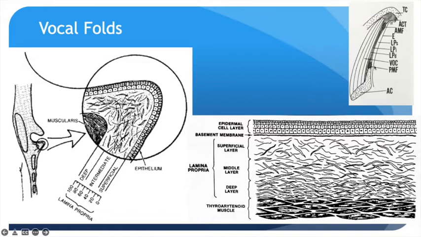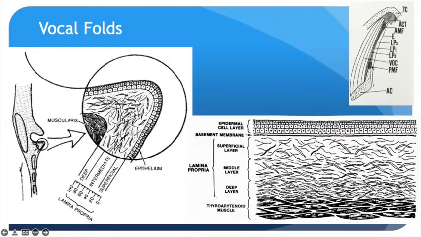And then you've got the thyroarytenoid muscle deep within the vocal fold, that's the vocalis muscle of the TA. And so you can see as we go from superficial to deep, the structure gets more dense, right? So we start with more pliable stuff here, and then we get more and more dense.